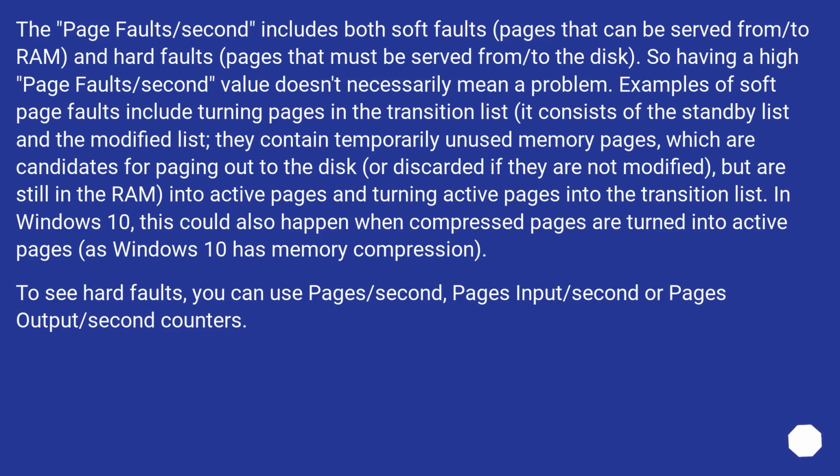They contain temporarily unused memory pages, which are candidates for paging out to the disk, or discarded if they are not modified, but are still in the RAM. Soft faults also include turning those into active pages and turning active pages into the transition list. In Windows 10, this could also happen when compressed pages are turned into active pages, as Windows 10 has memory compression. To see hard faults, you can use the pages per second, pages input per second or pages output per second counters.